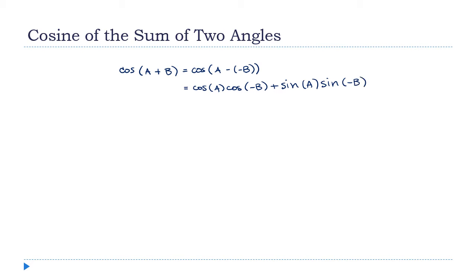of minus B. Now I'm going to use my negative angle formulas. This is the cosine of A. The cosine of minus B is the same as the cosine of B. The sine of minus B is minus the sine of B. So this will be minus sine A sine B. And that's it. Right? That's my sum formula. I'm done.